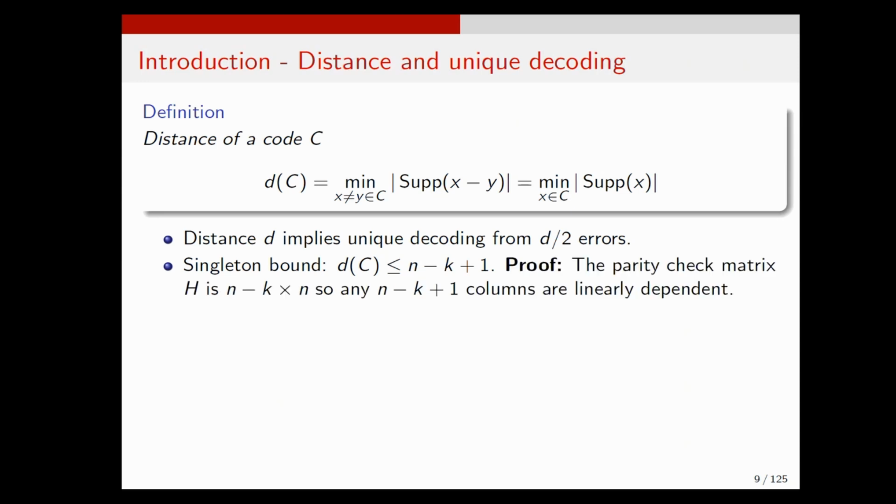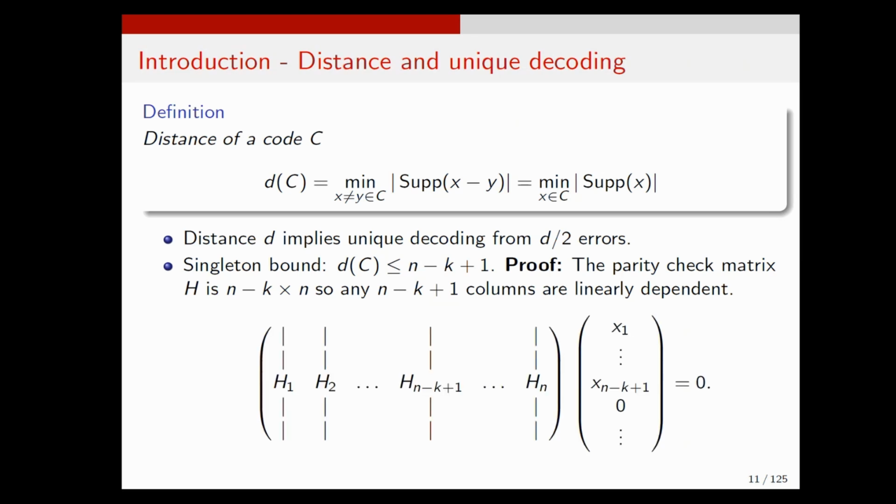linear codes. So if you have a parity check matrix, a parity check matrix has n minus k relations and n rows, right? And if I take any n minus k plus 1 columns, they are going to be linearly dependent, right? And that basically means that there has to be an element which is supported on n minus k plus 1, I guess, coordinates in my code. So the distance cannot exceed n minus k plus 1.